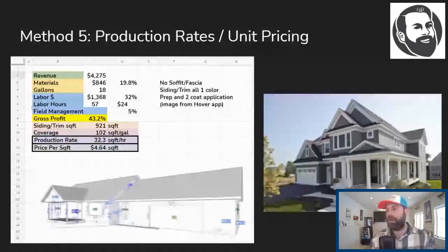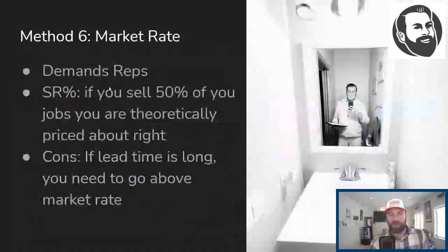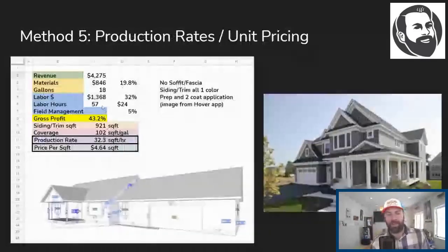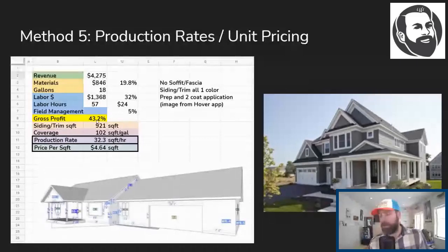You can input all these numbers, and I'm going to show you where the fallacy of all this stuff is. This is what we charge for the project here. This is the materials we used on this house: 18 gallons of paint. It took 57 labor hours to finish this. We had 5% of field management, my production managers. Gross profit was 43.2. Remember, we're aiming for a gross profit of 40%. This job did fairly well. Materials went a little over budget, but labor went under, and it all equaled out well.